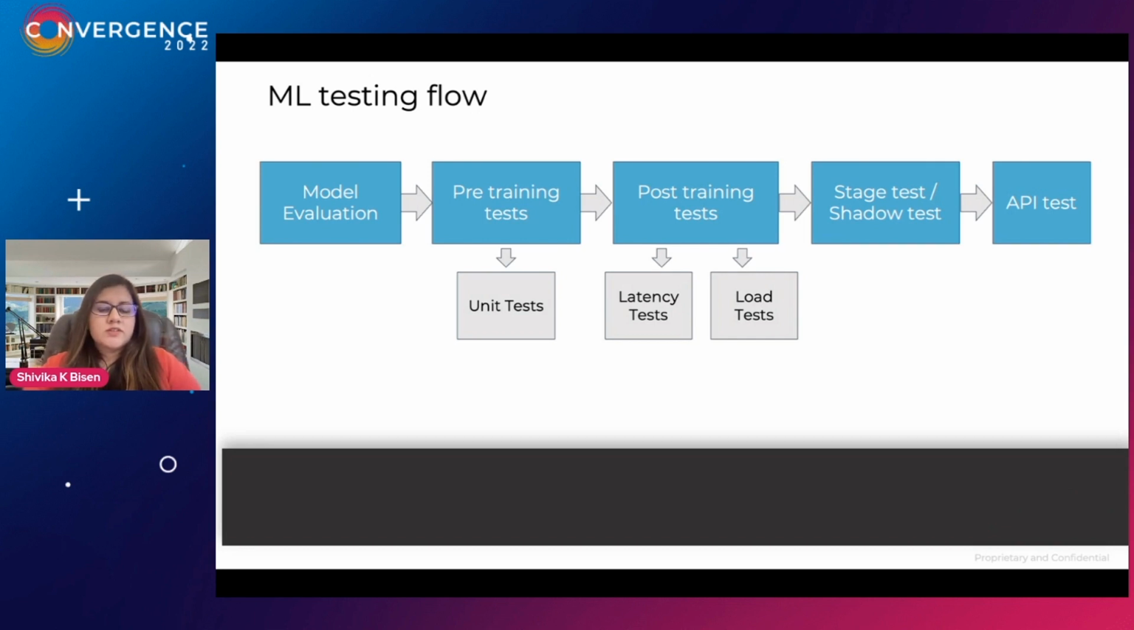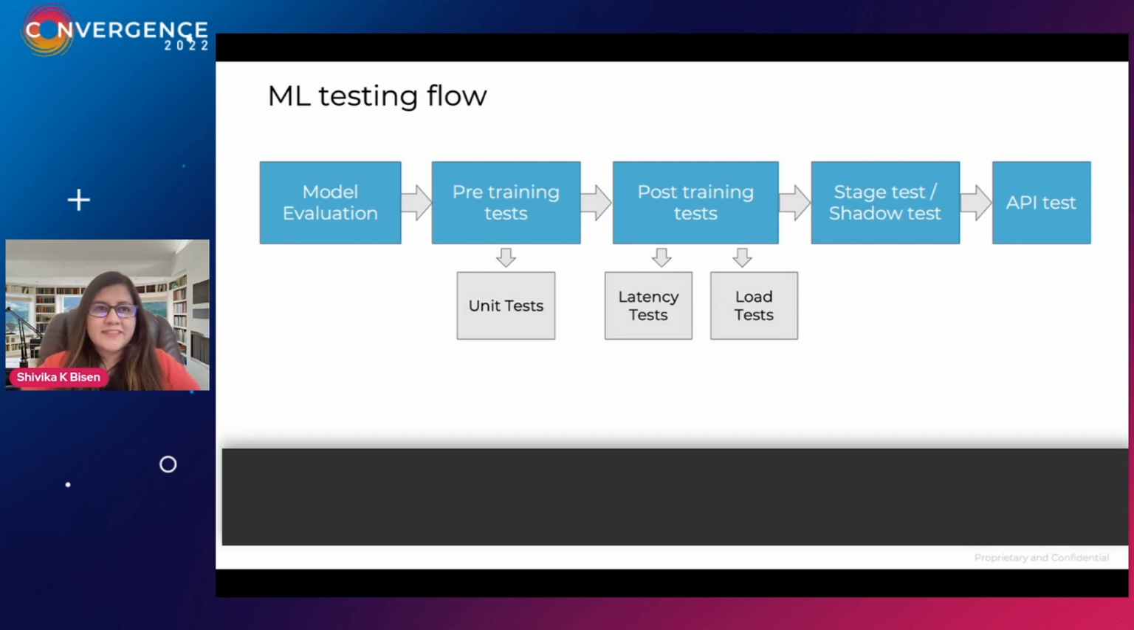These are tests like the speed of the response, the latency test, and then the load test: how much data, how many requests the model can handle. After we do these post-training tests, we come to a shadow test or stage test, which tries to see how this model will perform in a very real-world-like situation or environment. And once we do that simulation testing, we then see how our API is performing, and whether we can see any issues with the API and machine learning integration.